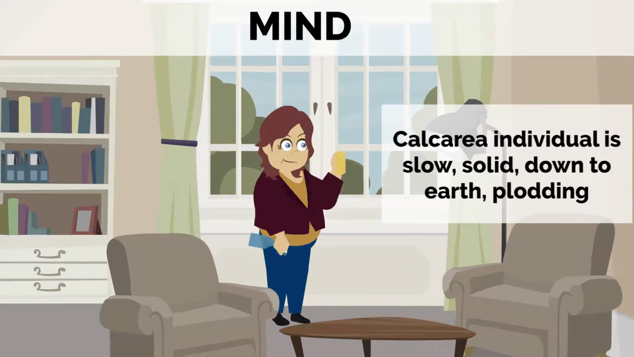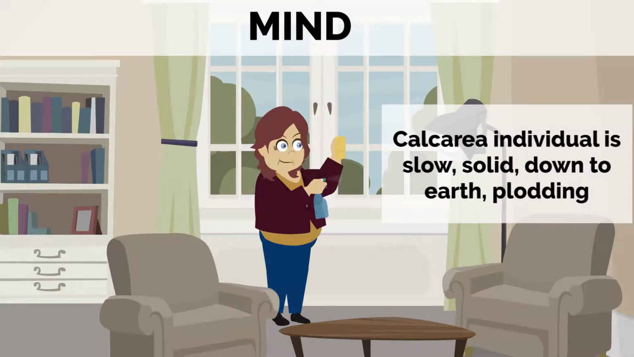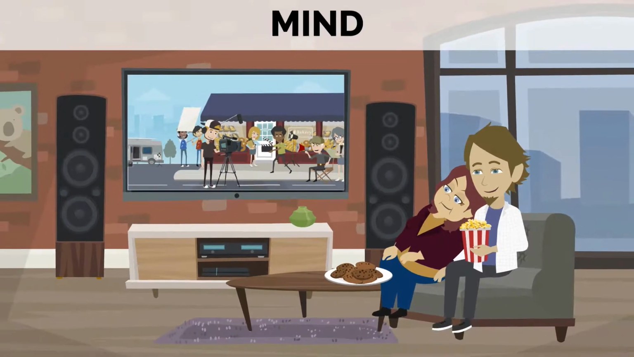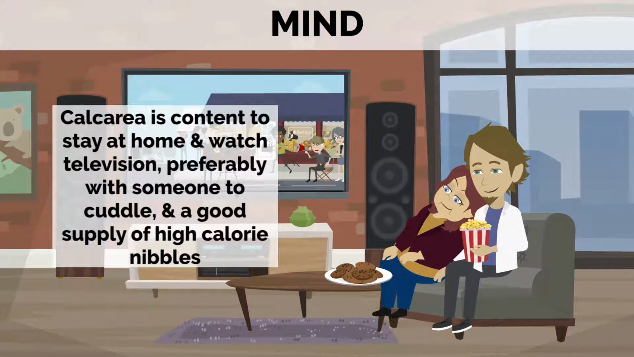Calcarea individual is slow, solid, down to earth, plodding. Calcarea is content to stay at home, and watch television, preferably with someone to cuddle, and a good supply of high-calorie nibbles.